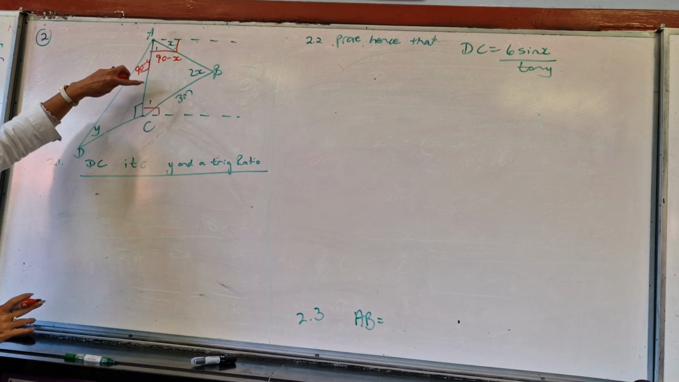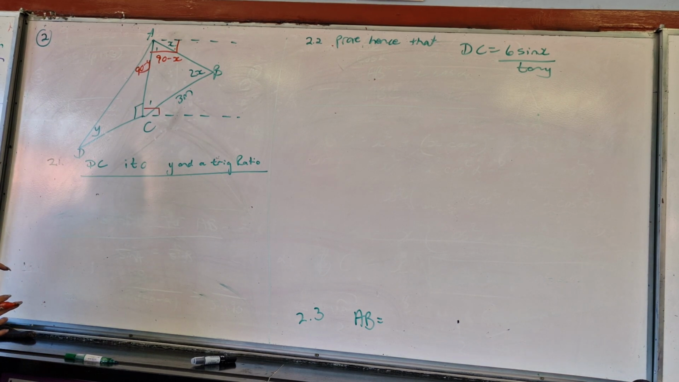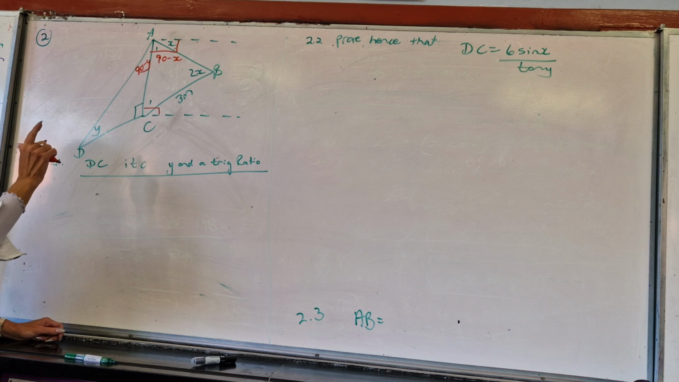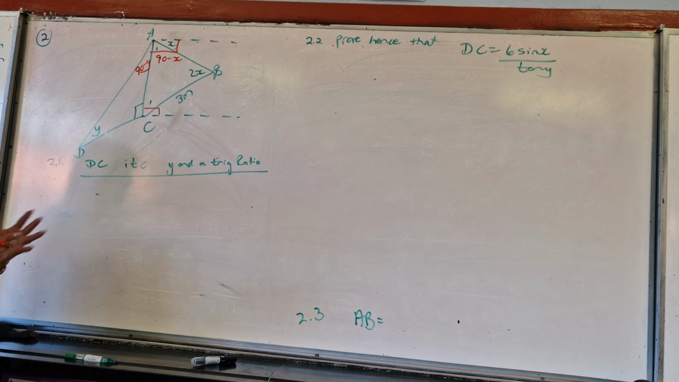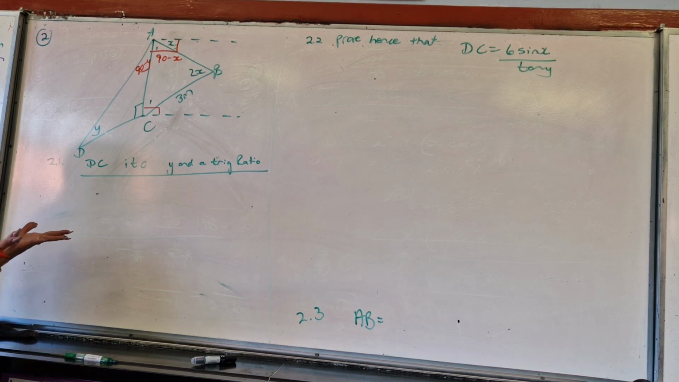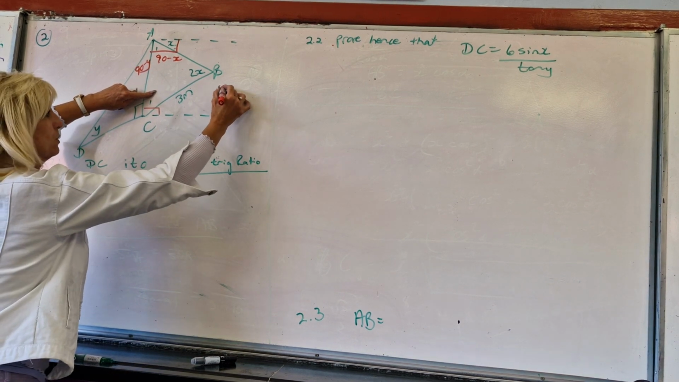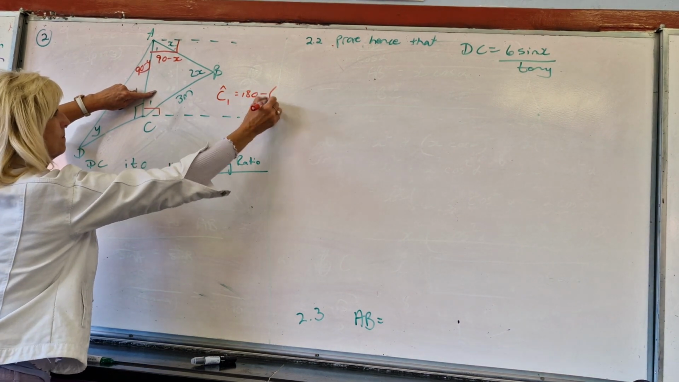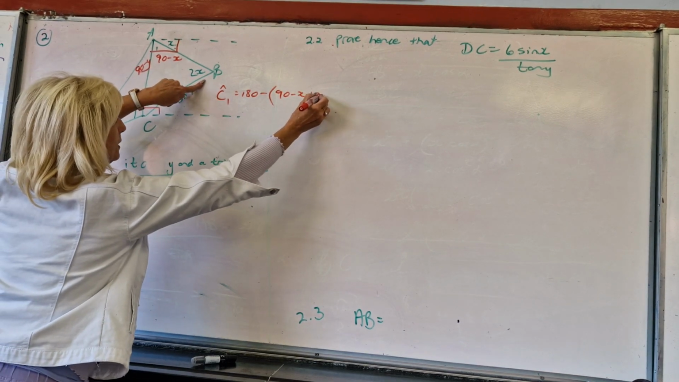Will I be able to find this angle? Yes. Okay, and what was the question? DC. Can I find this angle here? Yes. How? Okay, now what would that look like? And do I need to see it all? Not necessarily, but if you want to work it out, then this angle here, C1, would be 180 minus the 90 minus the x plus the 2x.